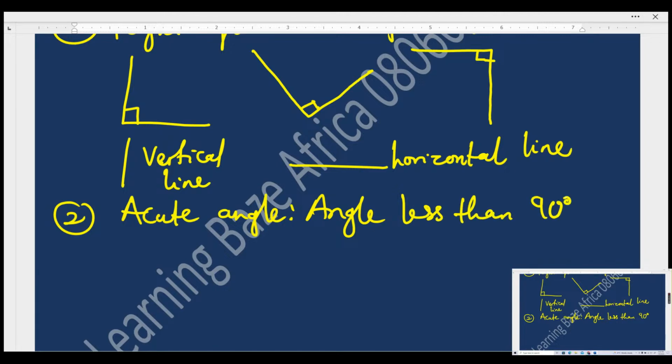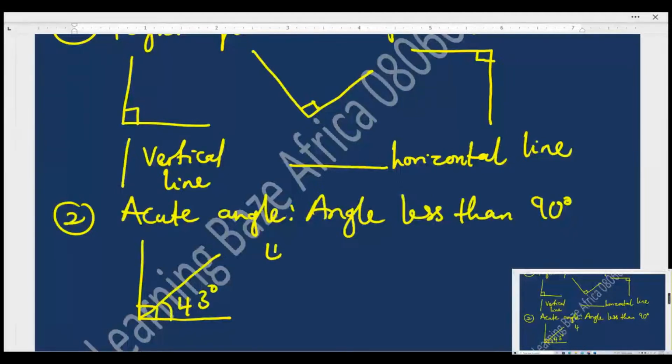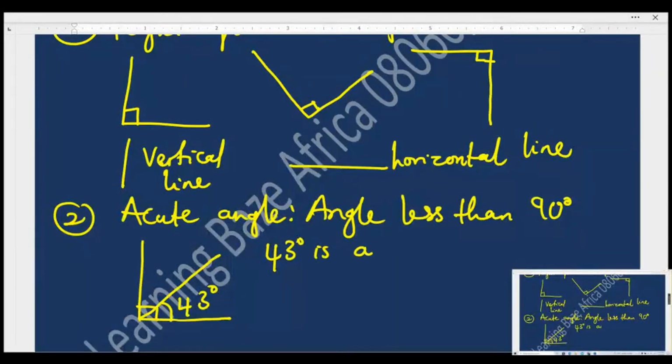An acute angle is an angle less than 90 degrees. So let me give you examples of acute angles. I'm going to draw it. So this is an angle 90, and you will have an acute angle. So this side is angle 43 degrees. So 43 is an acute angle. 43 degrees is an acute angle.